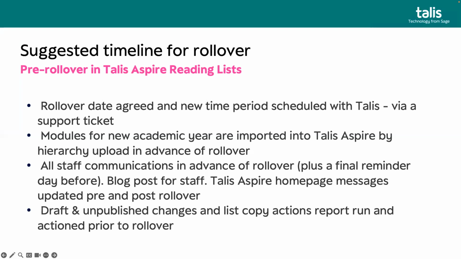They send out communications in advance of the rollover. So, this is when it's happening. This is what you need to do. They do also send a reminder to staff the day before because people forget. Things get lost in inboxes. So if you're rolling over on the Friday, maybe send a final email reminder on the Thursday. And that would explain this is what rollover is. Please don't edit lists. We will be in touch again when rollover is complete. And they also update the homepage message on Talis Aspire.